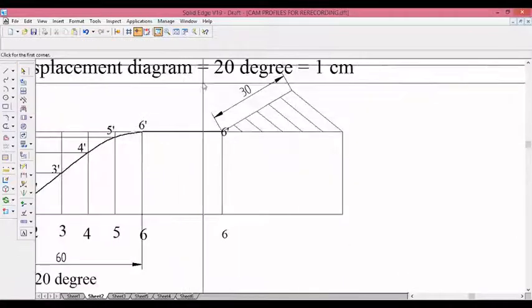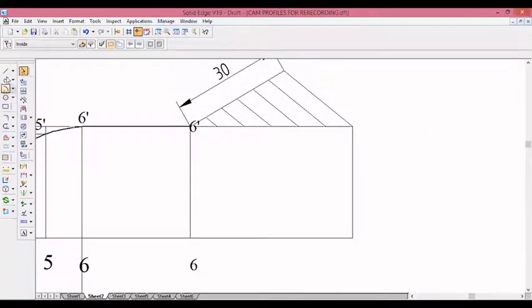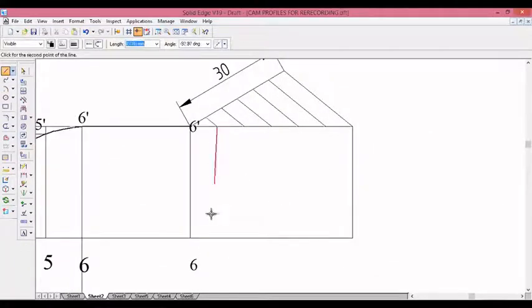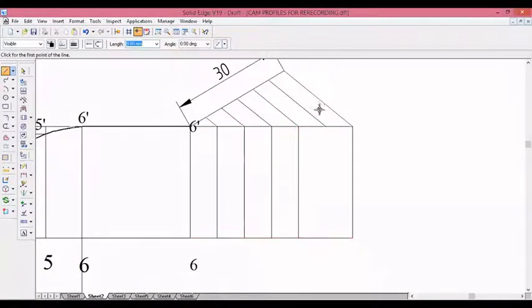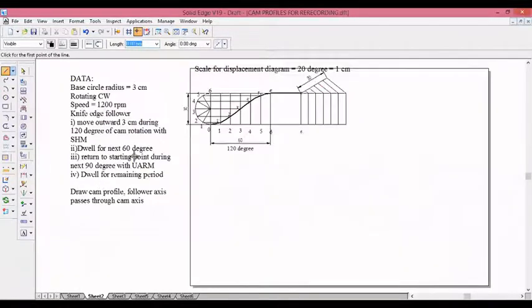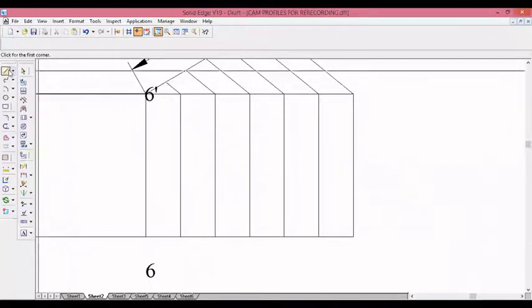So now from every point you draw a vertical line. From every endpoint you draw a vertical line. We will divide this box into 6 equal parts. So this is the angle for the return stroke. The return stroke is followed by UARM, as given in the problem, 90 degree with UARM. UARM means uniform acceleration and retardation motion.